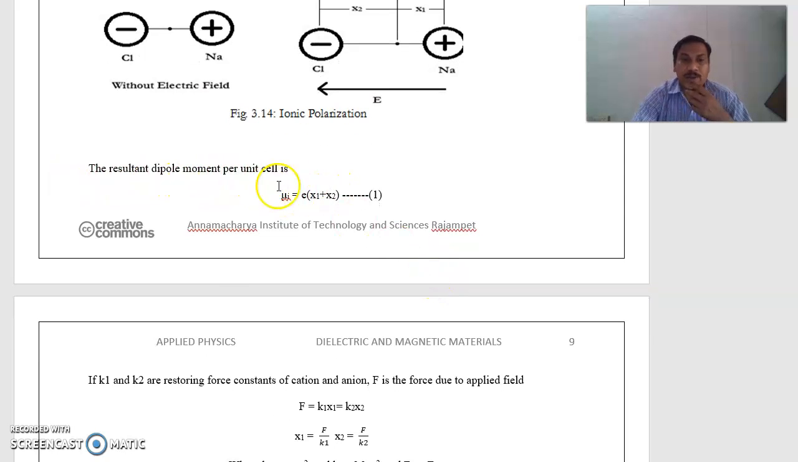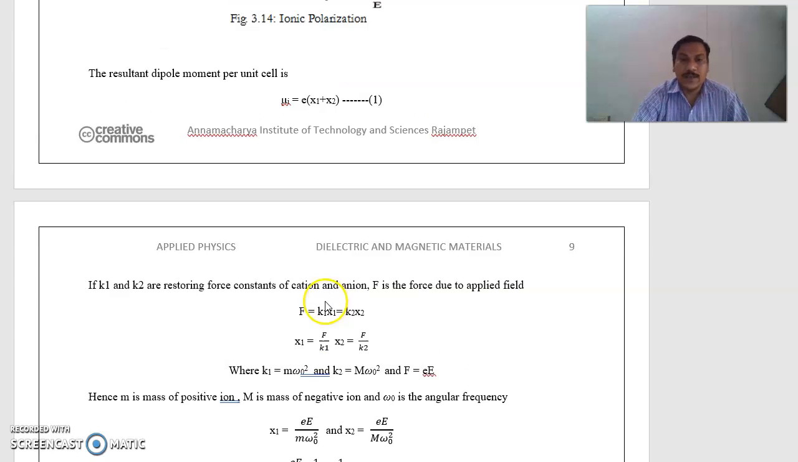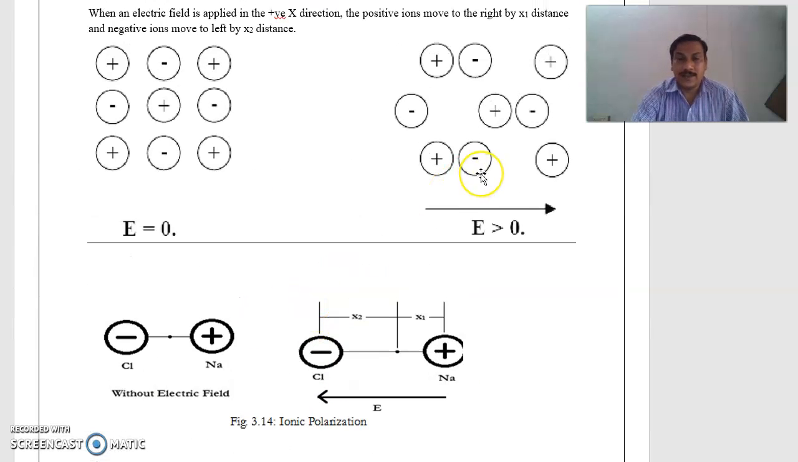The resultant dipole moment per unit cell, the ionic dipole moment mu I, is equal to ion charge e into x1 plus x2, the total displacement of the positive ion and negative ion. That is equation 1. If K1 and K2 are the restoring force constants of the cation and anion, and F is the force due to the applied electric field, capital F is equal to K1 x1. If we apply the electric field, the Lorentz force acts on the ions, and due to that force the ions are displaced. While the ions are displacing, another force, the restoring force, develops in the opposite direction.